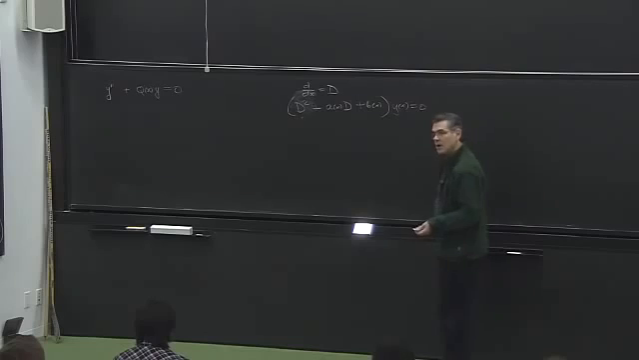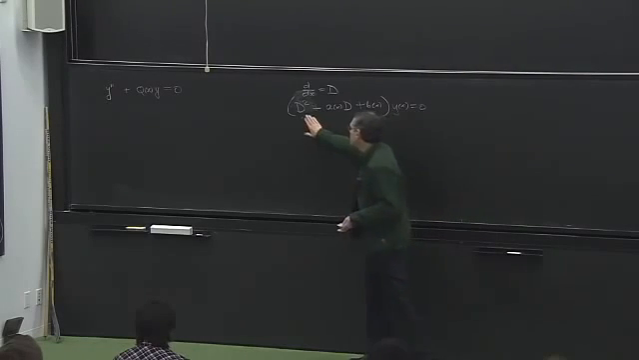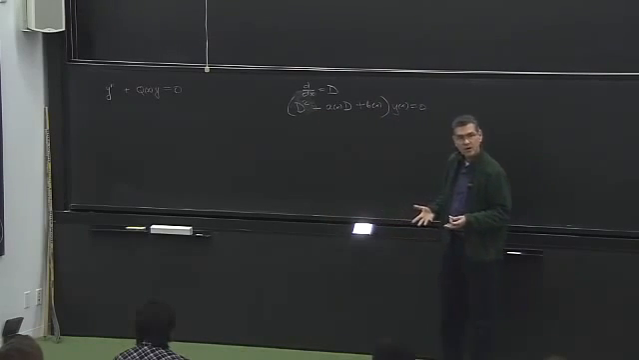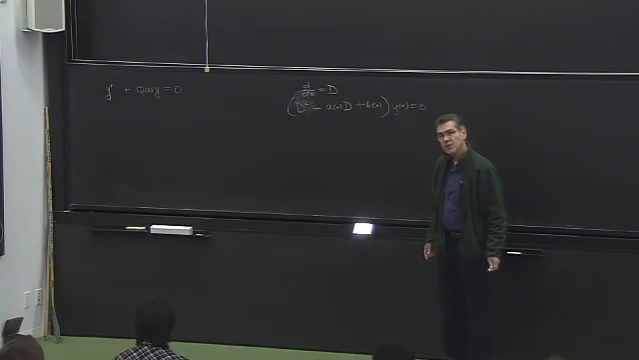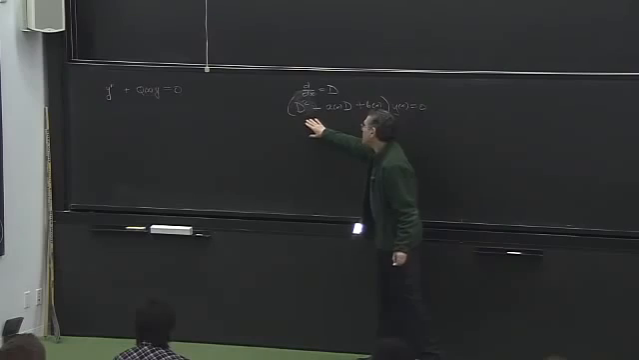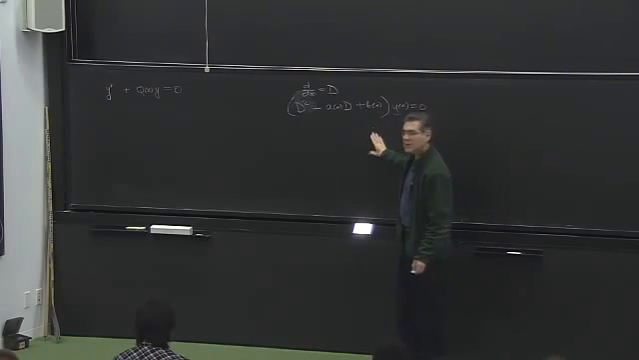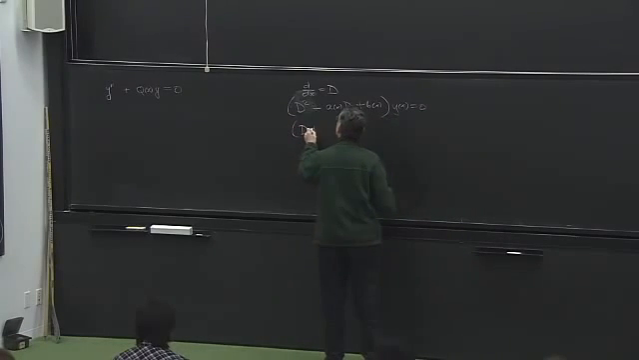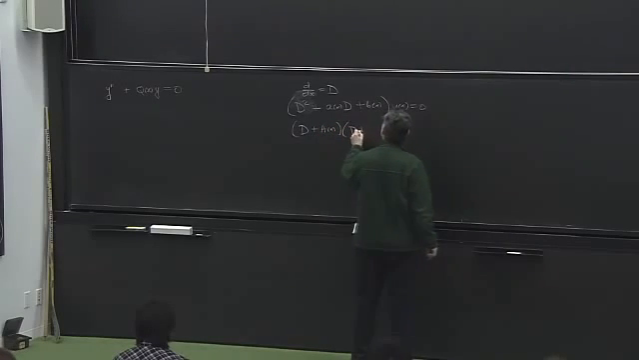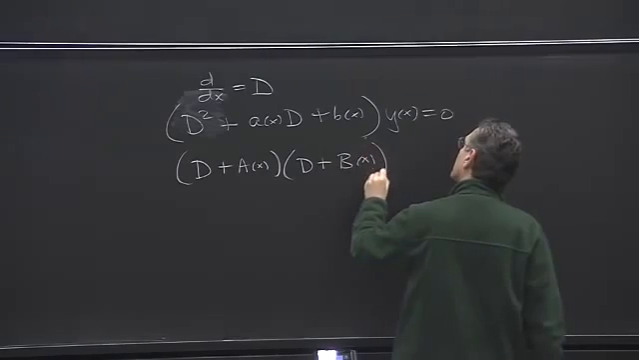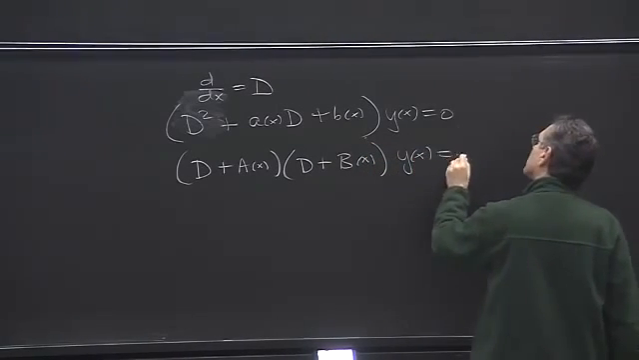Now, if you think about it, there's really only one way to proceed. This is a quadratic in D, and we know how to factor quadratics in general, because we have a quadratic formula. So the idea is, let's factor this derivative operator. Let's write this as D plus a of x times D plus b of x on y is equal to 0.